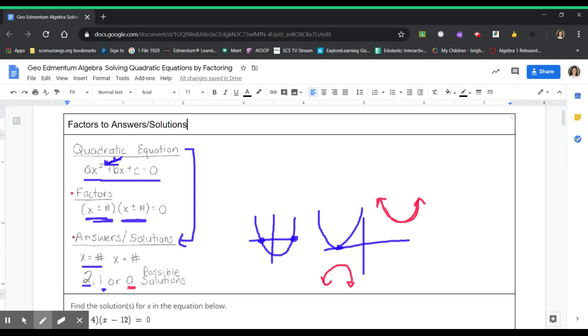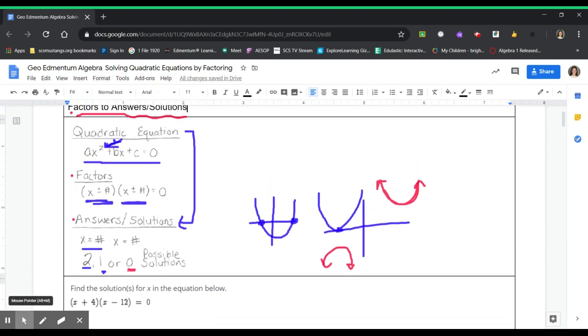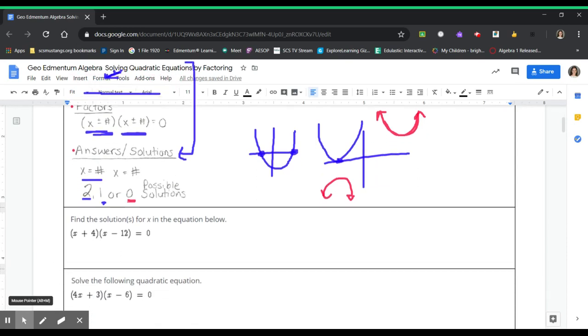So to start us off kind of in the middle with factors, we are going to start with the problems that give us factors and ask us to come up with the answers or solutions. In this particular lesson, they like to use the word solution a lot for answers. So if they ask you to get to solutions, this is how we're going to get there.